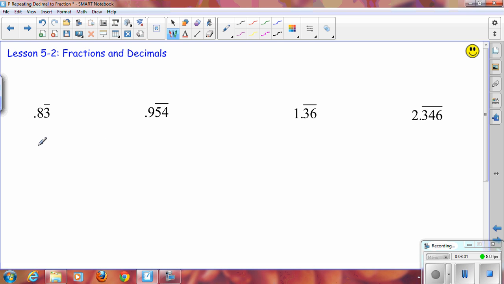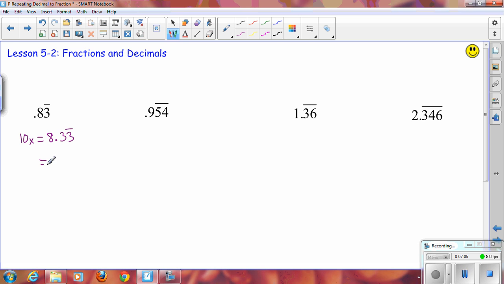Okay? So the first one, 0.83 repeating. We're actually going to do this the same way we did the others, but there's an extra step later on. Okay? So one decimal repeats. You don't do the same number of decimals that there are. You just do the number of decimals that repeat. So you have 10x, because there's only one decimal that repeats, equals 8.33. And you put the repeating sign over the second 3.